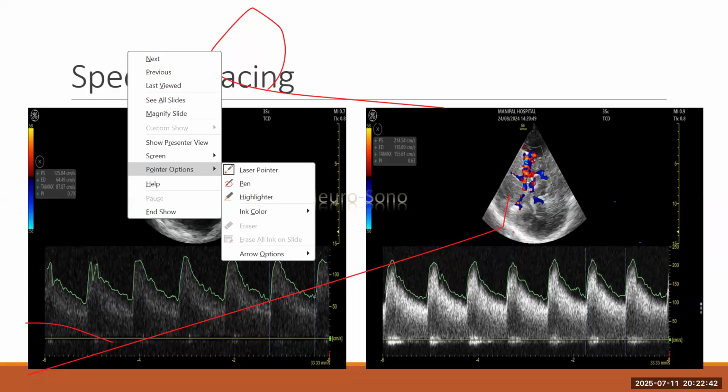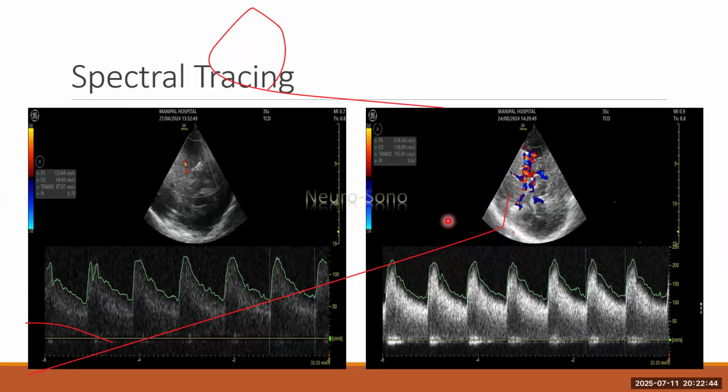Right hand side is abnormal, sir. Yeah, why do you feel right hand side is abnormal? High peak systolic velocity, along with that spectral waveforms are not seen properly. Can you see my pointer? Yes, sir. This one? Yeah.